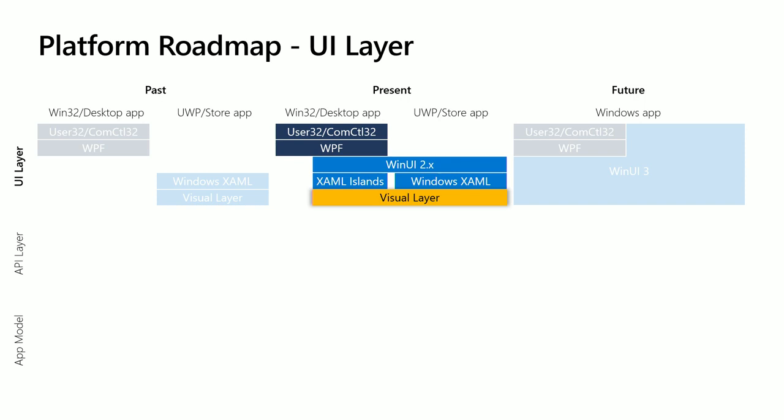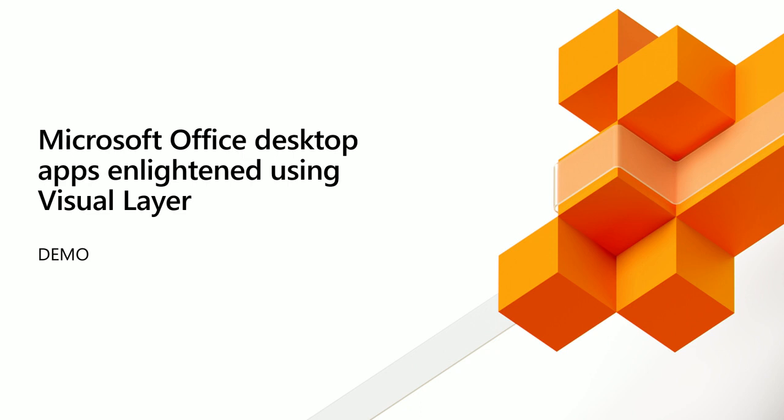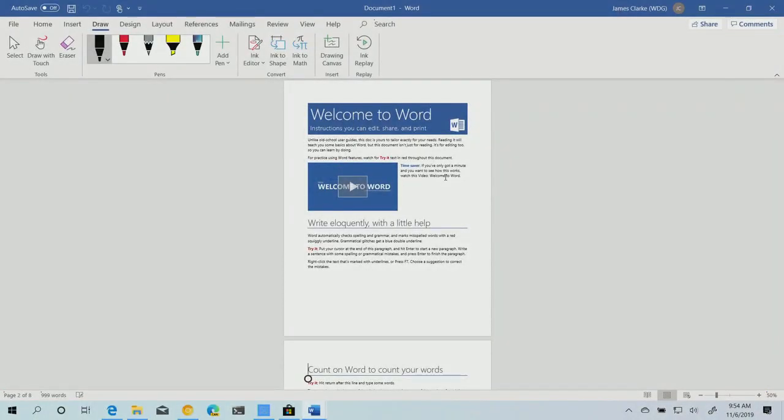We're going to talk about that more later, but first we're going to start with a demo of what you can do already today with the visual layer in desktop apps. Let's do a demo. So what I want to show you next is how we've worked between the Windows team and the Office team to use the power of the visual layer to enhance some of our Office productivity apps. So we'll switch over now to the demo machine.